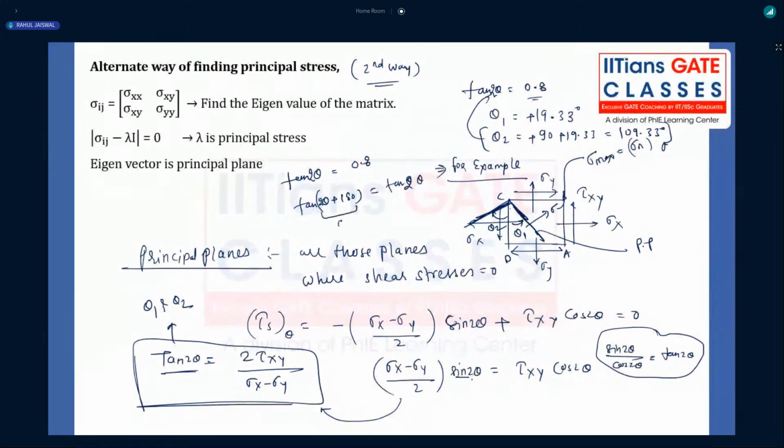So you can consider this to be theta 2 and this to be, suppose, theta 1. For example, theta 1 is 2 theta. Then what about theta 2? 2 theta plus 180 degrees. Getting my point? So here theta 1, we can consider this to be 2 theta. So what we can write, my dear friend?